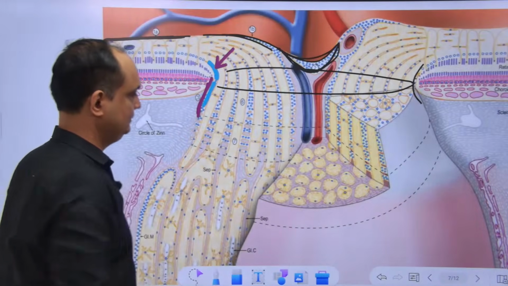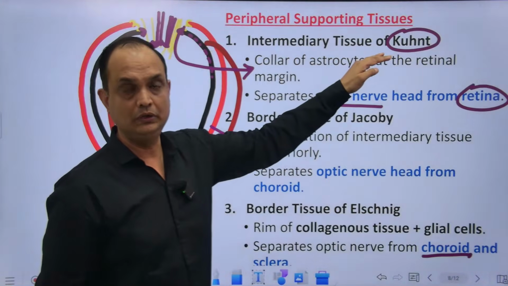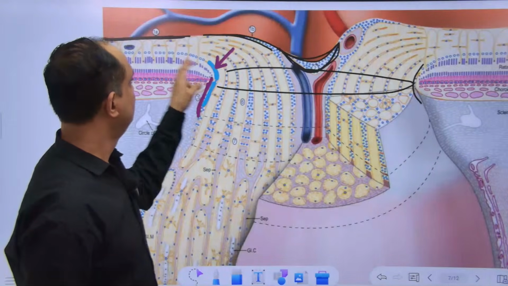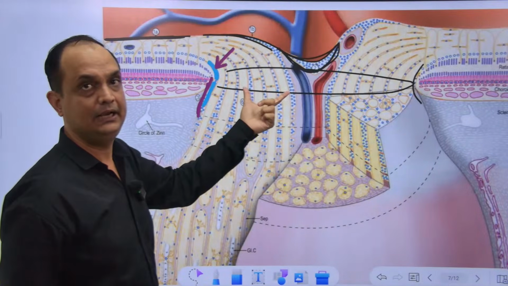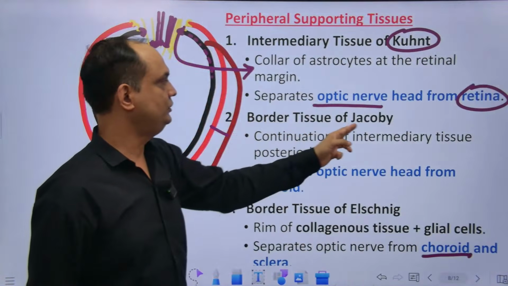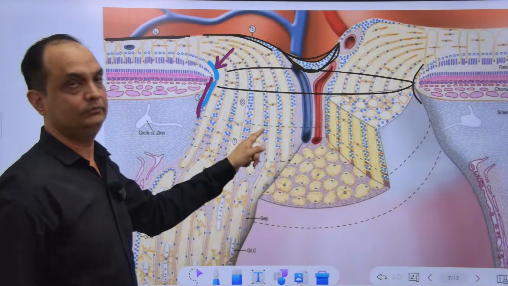Now this first part is known as, what is this? This is your layer. Now what is the name? Intermediary tissue of Kuhnt, which is separating the retina from the optic head. Then what is the second layer? The second layer is the border tissue of Jacoby. So where is the border tissue? This is the border tissue of Jacoby separating the choroid from the head.